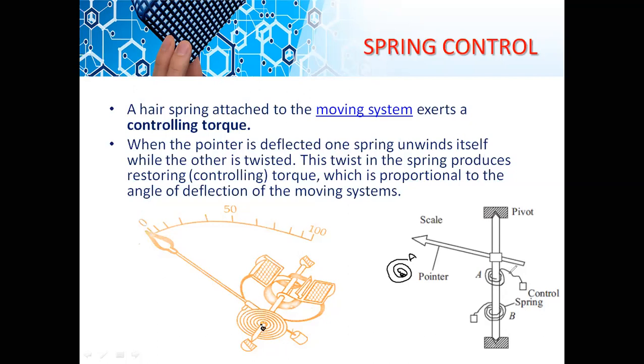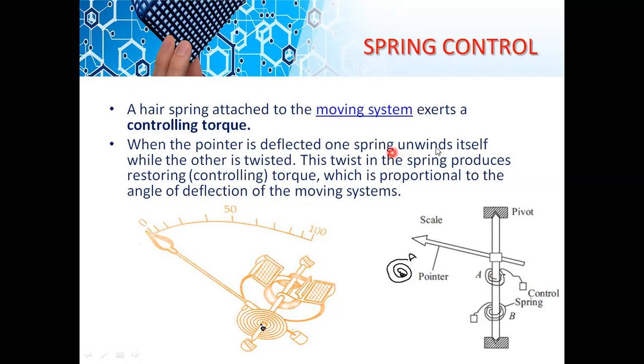Okay, so here you can see in this picture, we have another picture here. Here it is pretty clear that you have two springs. In the previous picture we had only one spring, and here you can see two springs. One is attached to the moving system and another one will be going out of the system to the terminal, and here we have another spring, B. So we'll see what happens when the pointer is deflected.